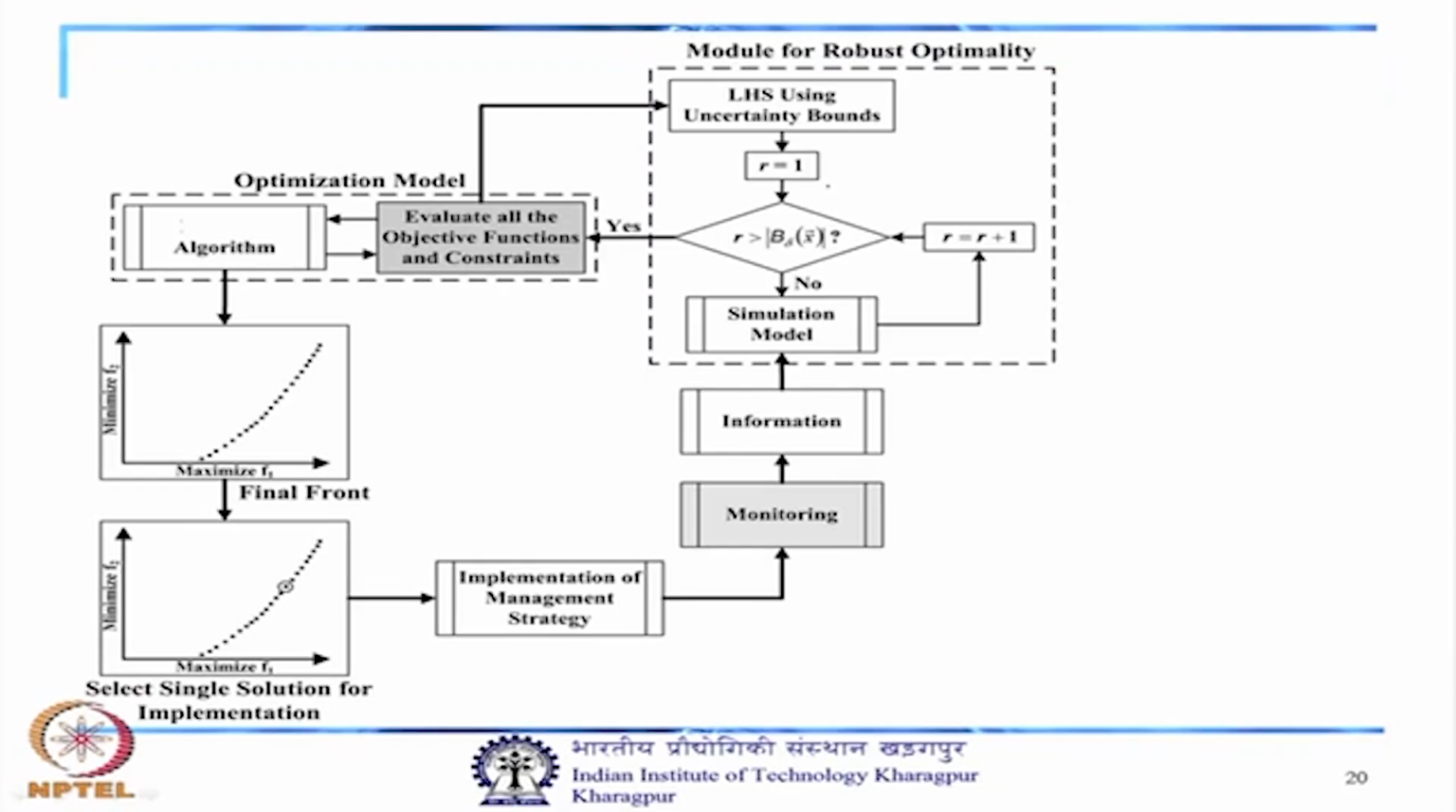So, integrated planning mechanism. So, we have robust optimal solution from this multiple realization approach. We can get final front or final Pareto front. Out of that, we will select one strategy and we will implement that single strategy in the field. There will be monitoring and we will collect some information. Again, with those information we can update the simulation model. That is the actual process.